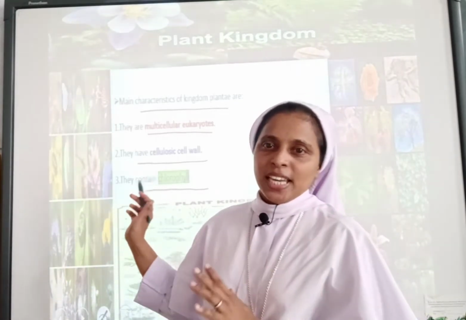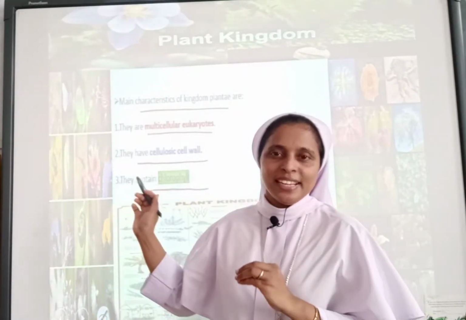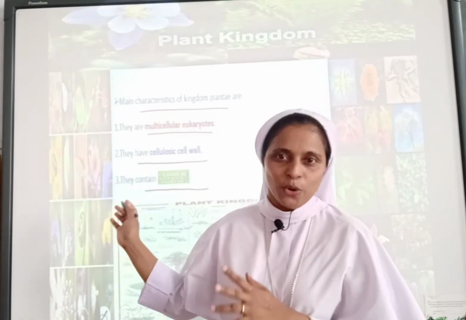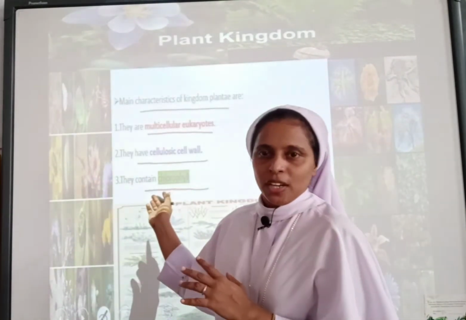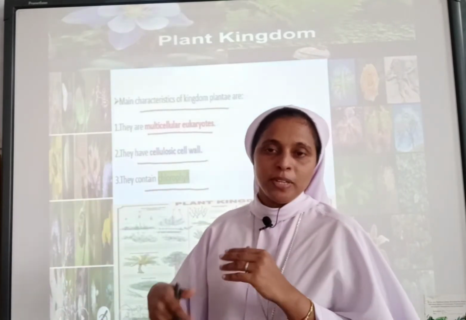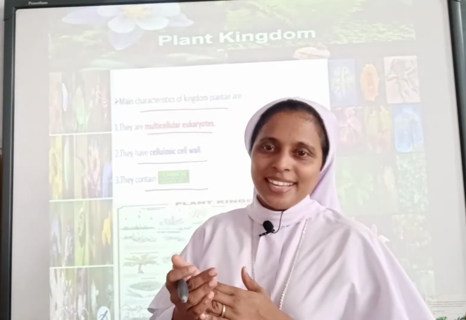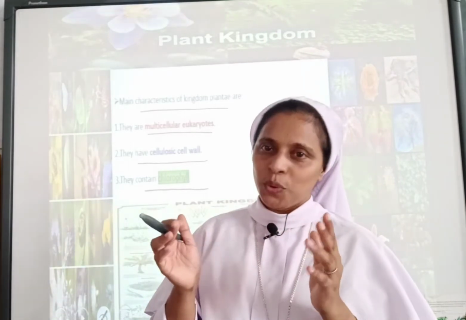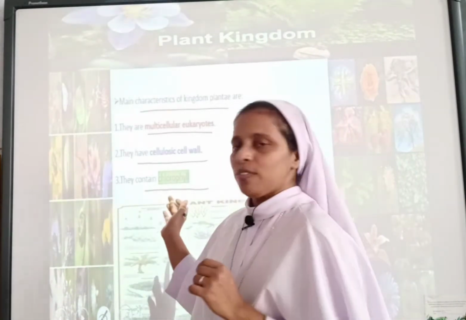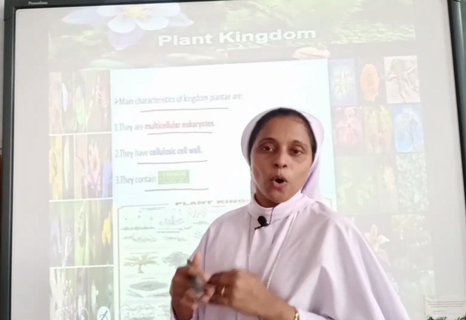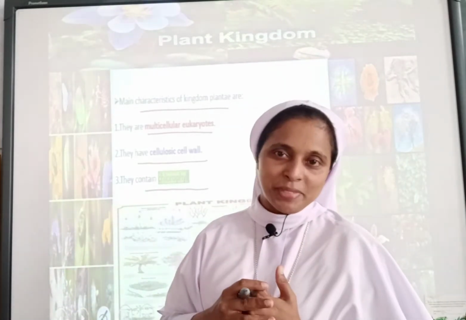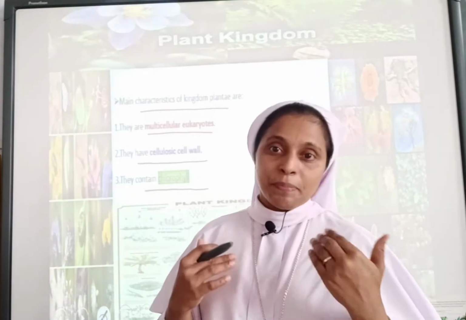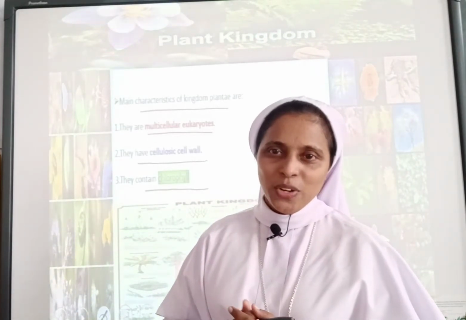There is a particular pigment that provides green color to the plant, that is chlorophyll, and in the presence of chlorophyll they will be able to prepare their own food. That process is termed photosynthesis, or in other words we can say that plants are autotrophs. What do you mean by autotrophs? We have come across these terms, isn't it? Autotrophs means they are able to prepare their own food.